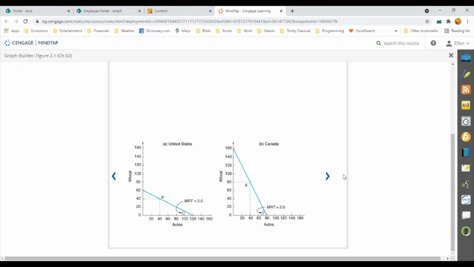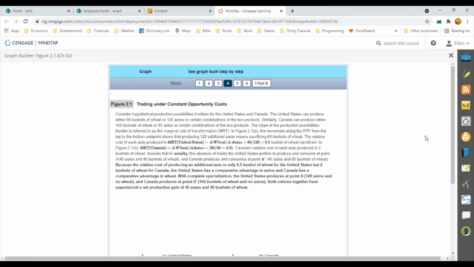We have seen that when a country specializes in the thing it has comparative advantage in, it can actually produce more in total. In other words, world production in autos and wheat can increase, and that comes from specializing in the good that you can do at a lower opportunity cost. That's what comparative advantage was.